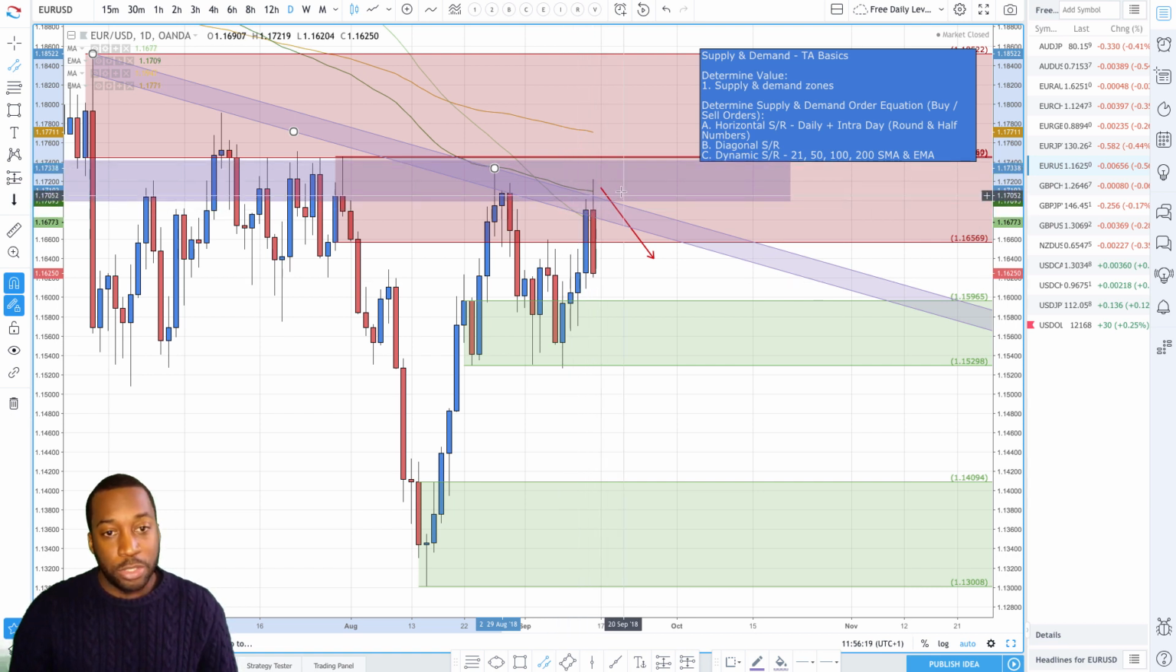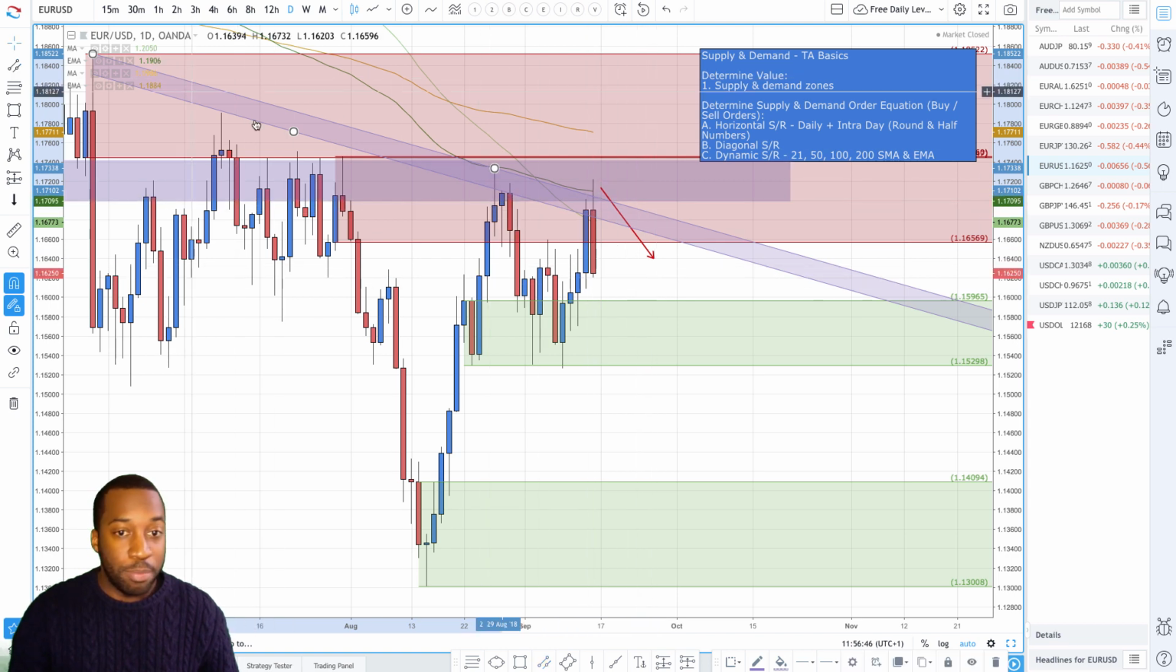So again, just going over why traders are potentially selling and why traders are potentially buying from a supply and demand order equation perspective. Why are traders buying into potential supply? You wouldn't necessarily, but again, this is just basically probabilities, and we're just looking at the reasons why we want to get long and short from a technical perspective and the motives behind that.